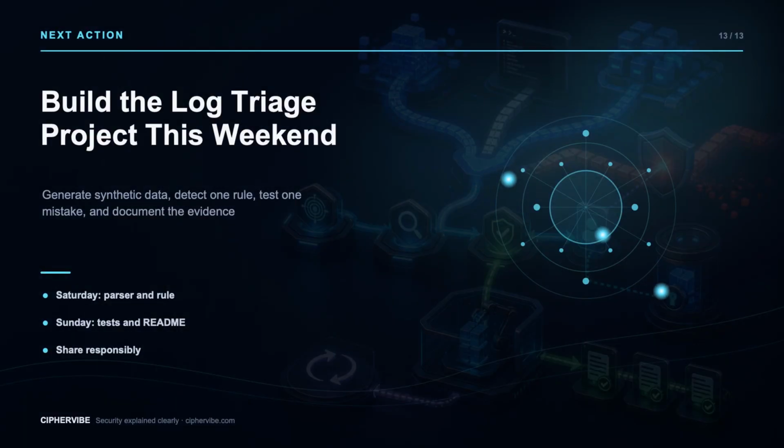Start with the log triage project. On Saturday, generate 20 synthetic events, validate them, and implement one failed login rule. On Sunday, add the duplicate alert test, write the README, and record a short demonstration. Then extend one dimension at a time: more event types, better time windows, structured output, or a tiny local dashboard. The best beginner automation is the one you can explain, test, and improve.